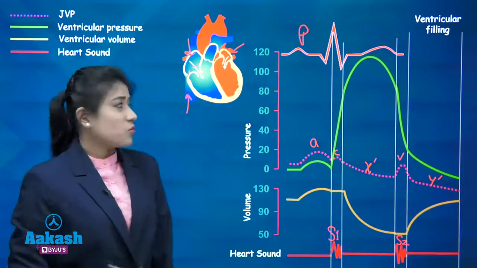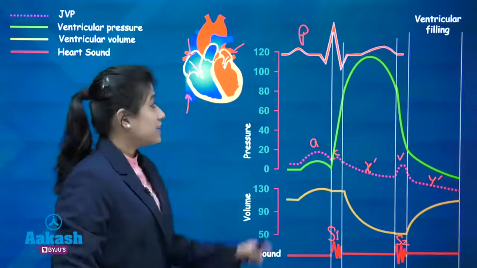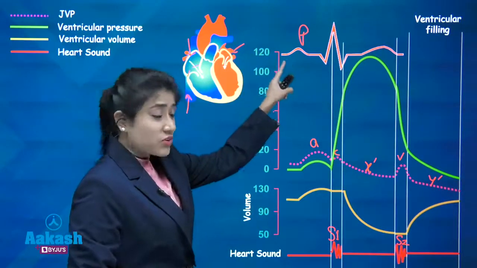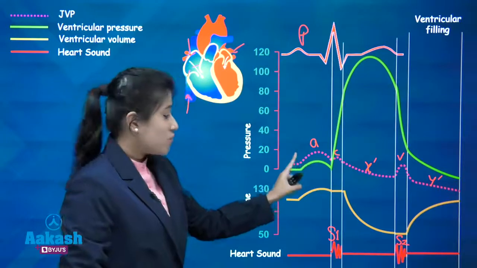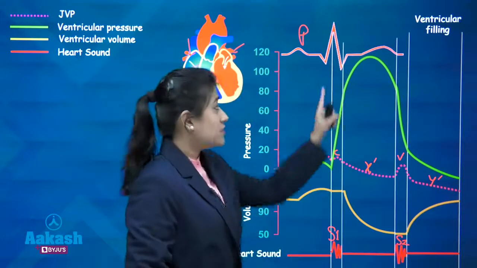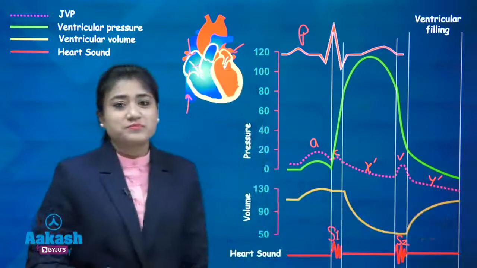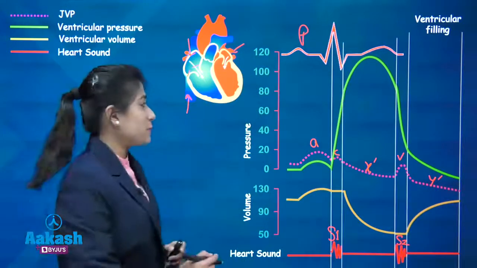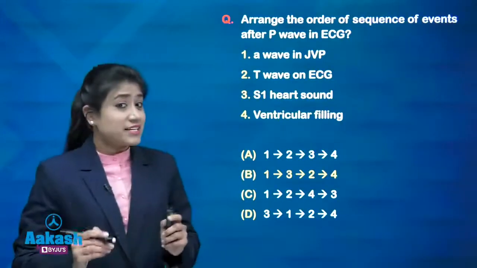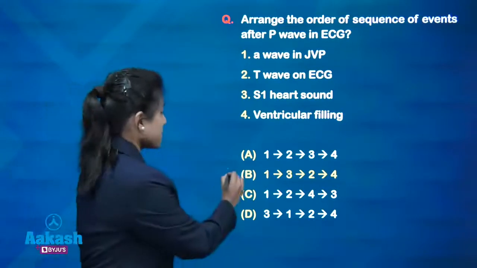Got it? So, in a nutshell, we can say that first you will get the P wave followed by A wave, followed by first heart sound, then you will get T wave, then you will get the ventricular filling. Got it guys? Okay. So, that's why the answer to this question is B.